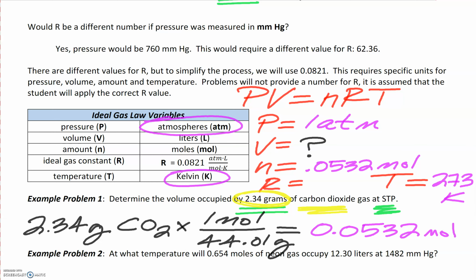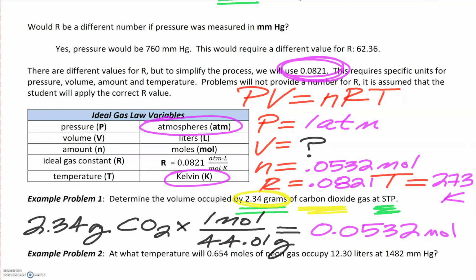273 Kelvin. That's going to give me exactly what I need. I need a unit in Kelvin, so no conversion. Very nice. And we said that the R value is always going to be the same value. We're always going to be using 0.0821, so we're going to put that right here. Now we have all the variables, everything we need to solve this problem.